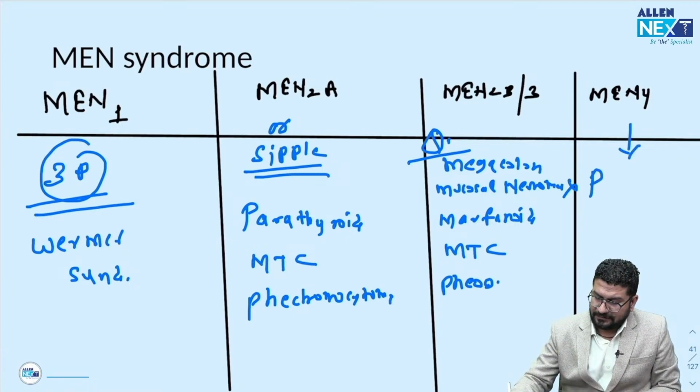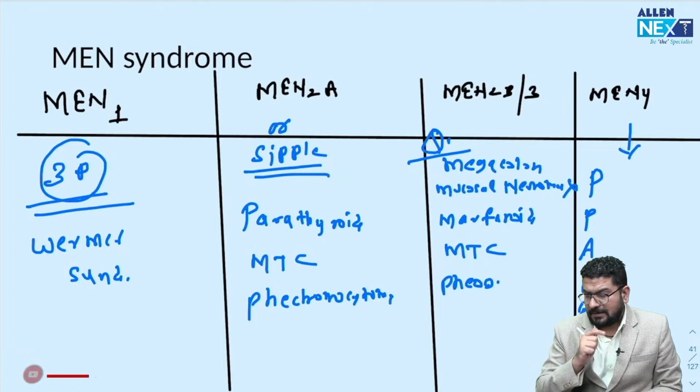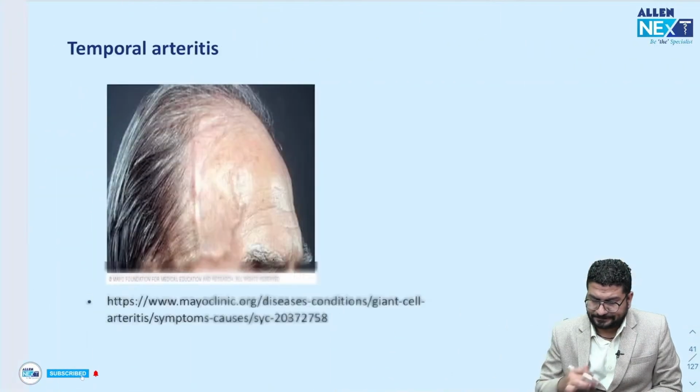MEN 4 is a new topic, that is PPAR: pituitary, parathyroid, adrenal, renal, and reproductive tumor. I repeat, pituitary, parathyroid, adrenal, renal, reproductive tumor.